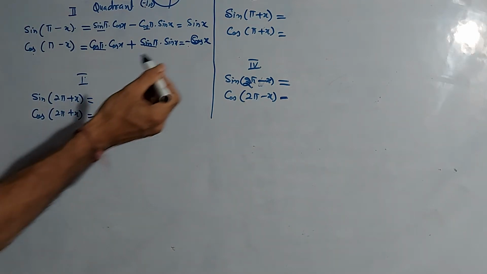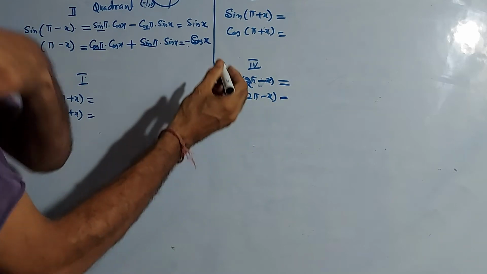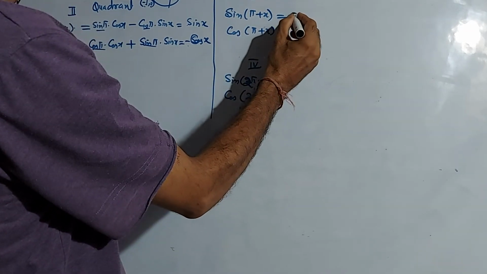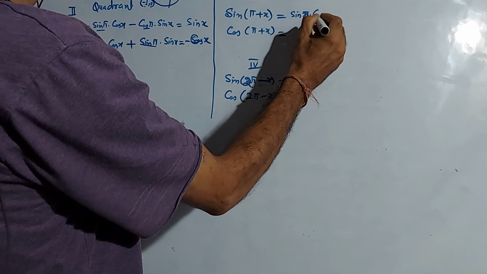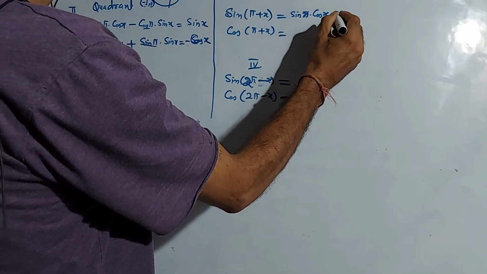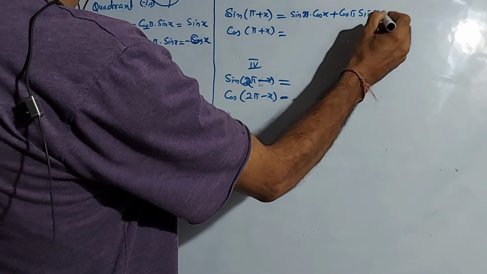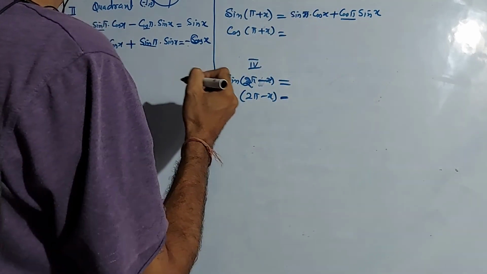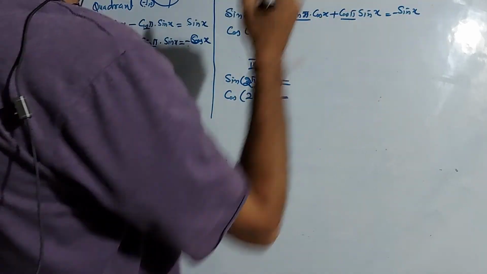Now see another, the third quadrant, sine of pi plus x. Sine of pi plus x is sine pi cos x plus cos pi sine x. Again this value is minus and this value is 0. So this is minus sine x.